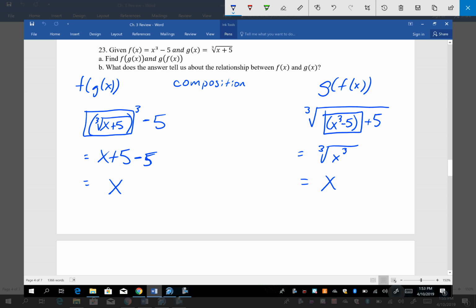So I don't need to worry about multiplying anything. Imagine the box and the parentheses are gone. Now negative 5 plus 5 is 0, so I just have the cube root of x cubed.